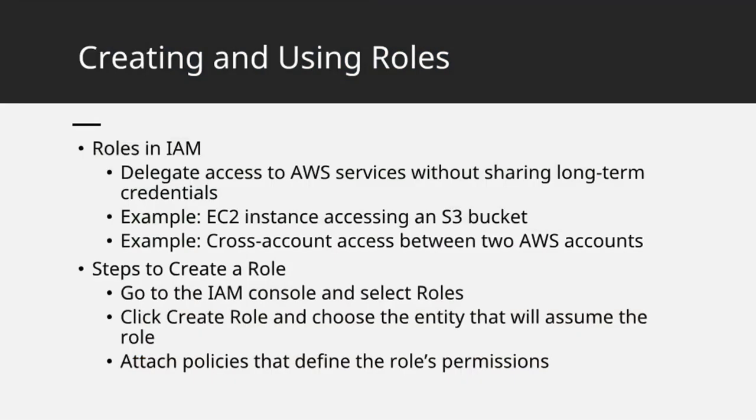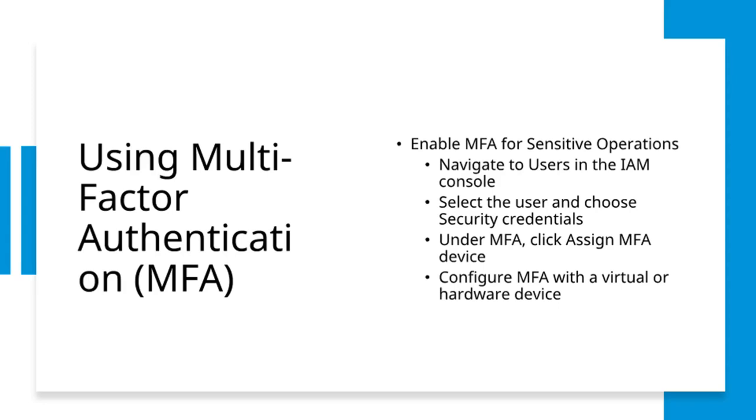Roles in IAM allow you to delegate access to AWS services without sharing long-term credentials. For example, an EC2 instance can access an S3 bucket. To create a role, go to the IAM console, select Roles, click Create Role, choose the entity, and attach policies defining permissions. To enhance security for sensitive operations, enable Multi-Factor Authentication, MFA. Navigate to Users in the IAM console, select the user, and choose Security Credentials. Under MFA, click Assign MFA Device and follow the steps to configure it with a virtual or hardware device.